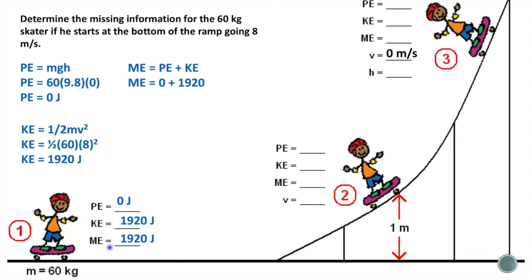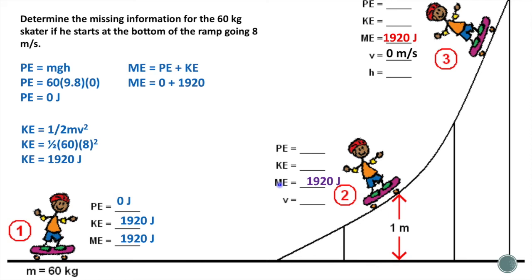Now, here's the thing to remember with these kinds of questions. Once you find the mechanical energy at one spot, it's going to be the same for all the other spots. So this has 3 spots in it. If it had 5, 10, 20, doesn't matter. For this skater, his mechanical energy total is always going to be 1,920 joules. So I can go ahead and label that on the other 2 spots as well. So here at spot 2, my mechanical energy is 1,920 joules. And at spot 3, it's 1,920 joules. Okay, so now that's filled in for all 3 spots.